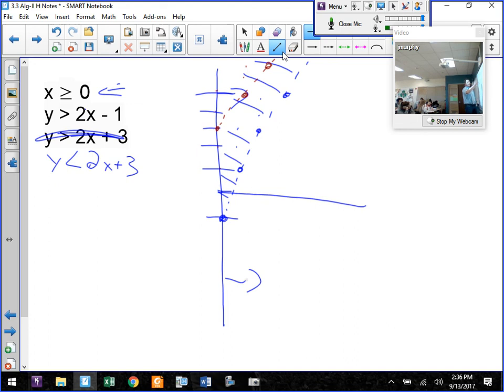Obviously, it doesn't go through the origin, but is 0 smaller than 3? Yes. So that one would wind up into here, like that. But does it pass that other dotted line? No, it doesn't, because that 2x minus 1 is a bottom end, the 2x plus 3 is a top end. So what it's doing is creating this little range in between. There's no lid on it, so there's no maximum value, but it's creating that little wedge there.